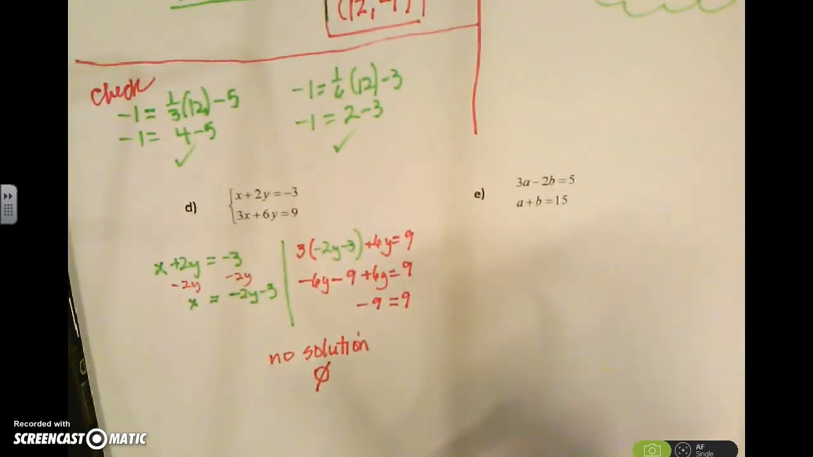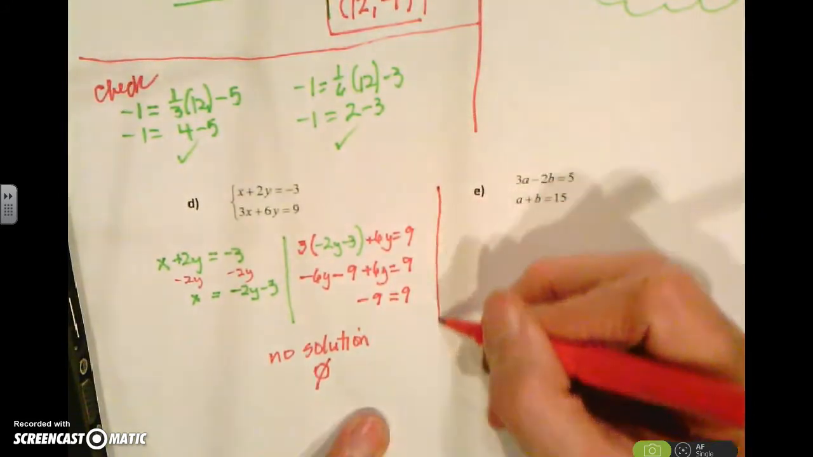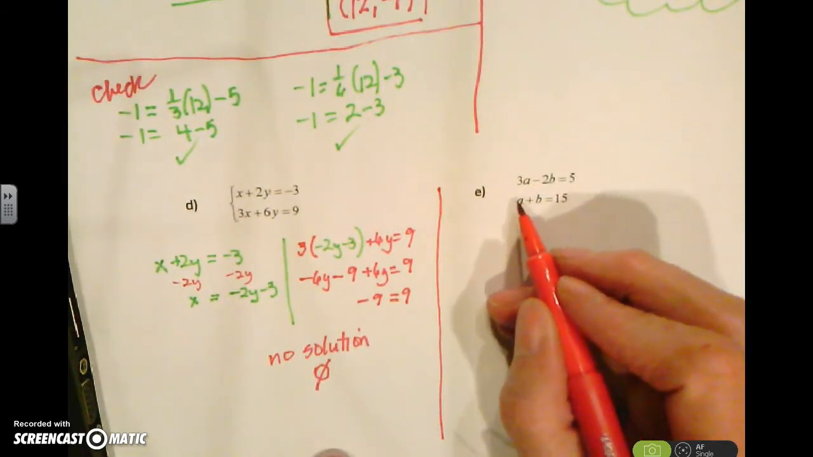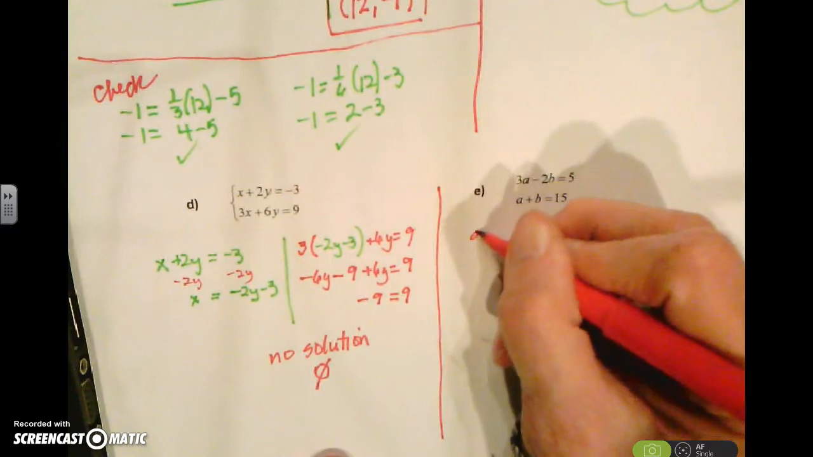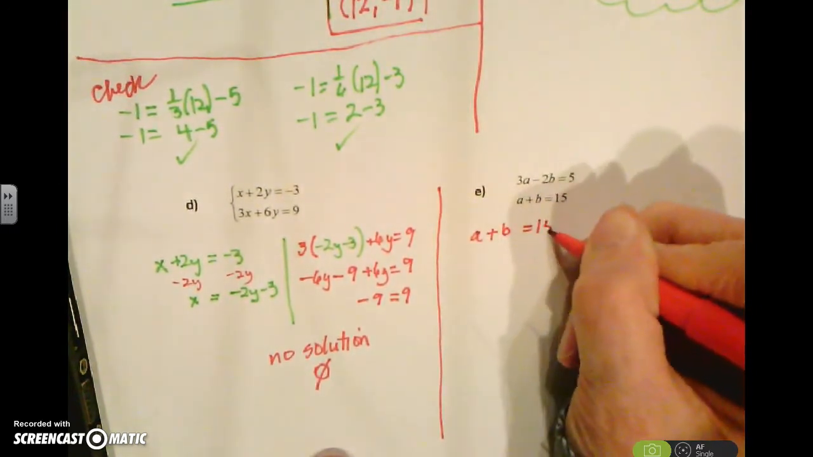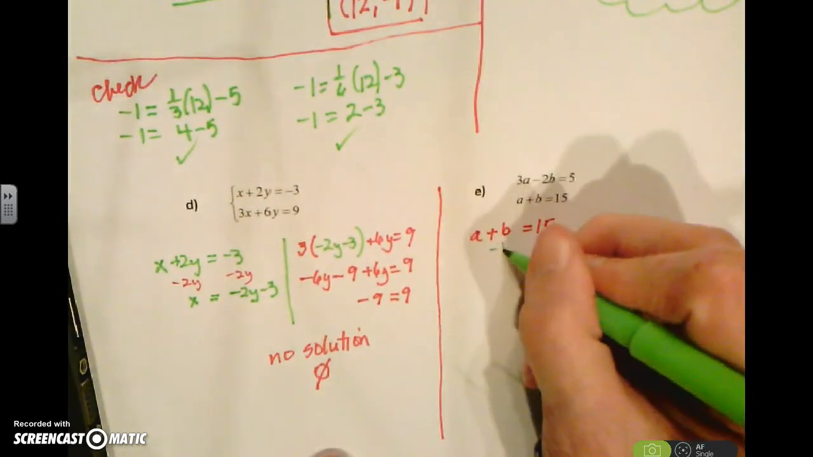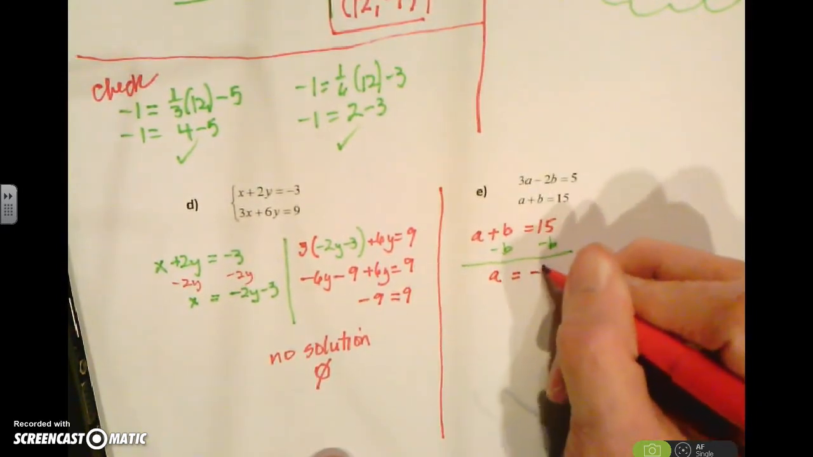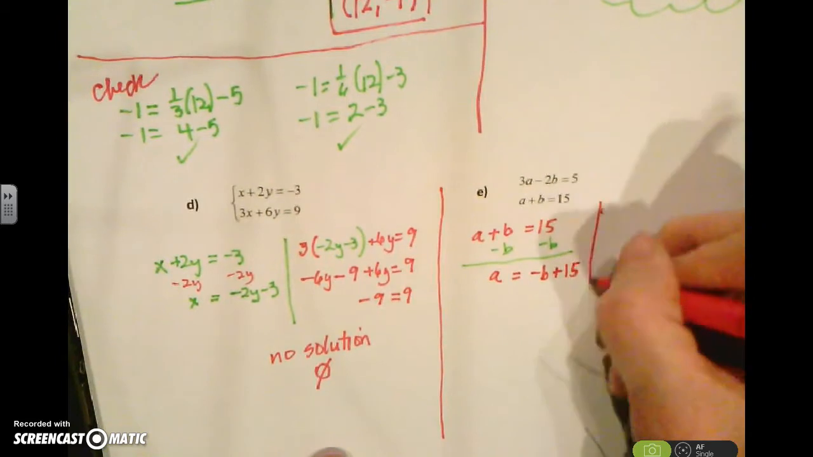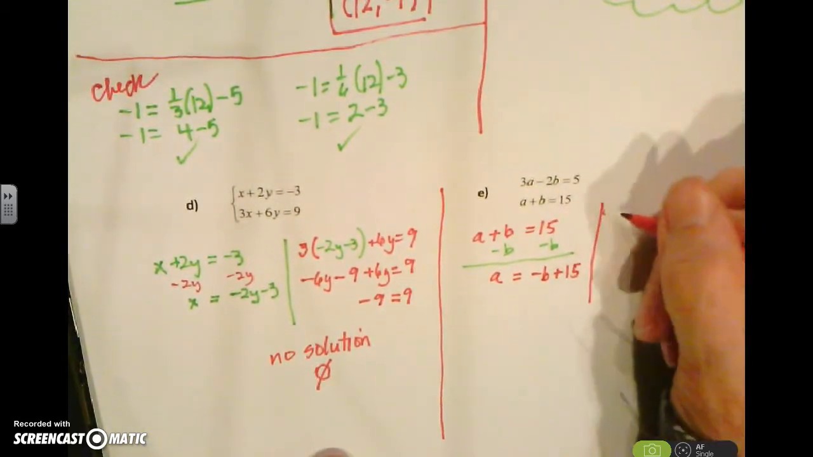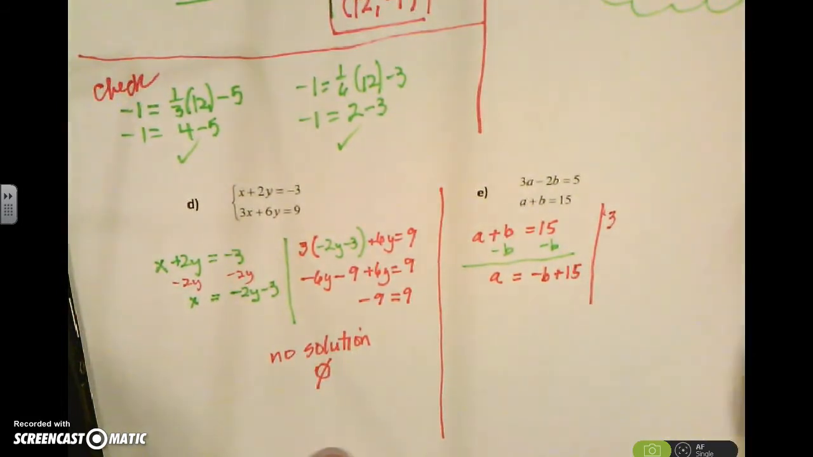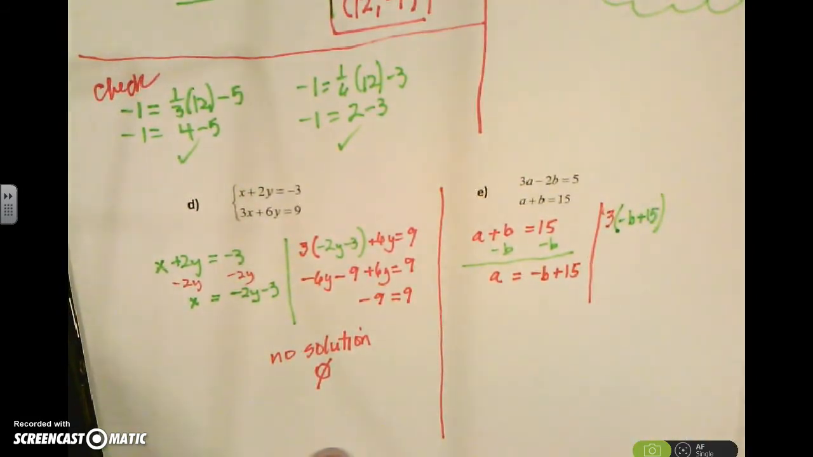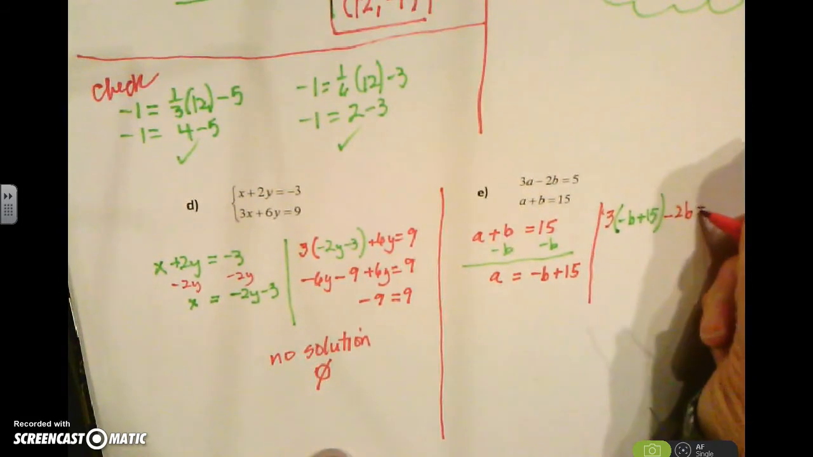All right, so finally this last one over here, I can solve. Again, I'm looking for a variable without a coefficient, so I can either solve for a or b, it doesn't matter. So I have a plus b is equal to 15, so I'll solve it for a and just subtract b from both sides. So I'm going to have then a is equal to negative b plus 15. Now I'm going to plug it into the other equation. So I'm going to have 3, and in place of the a, I'm going to put in negative b plus 15. Then I have minus 2b is equal to 5.